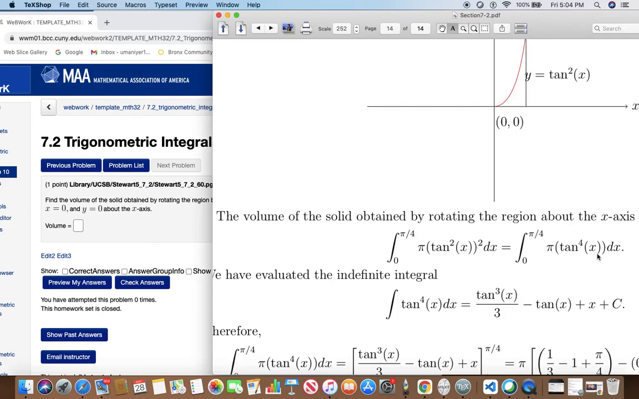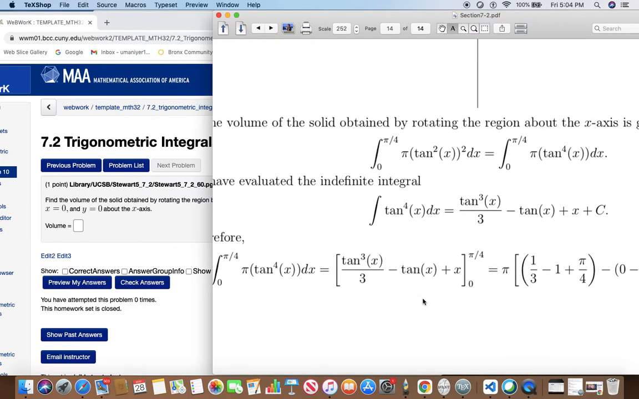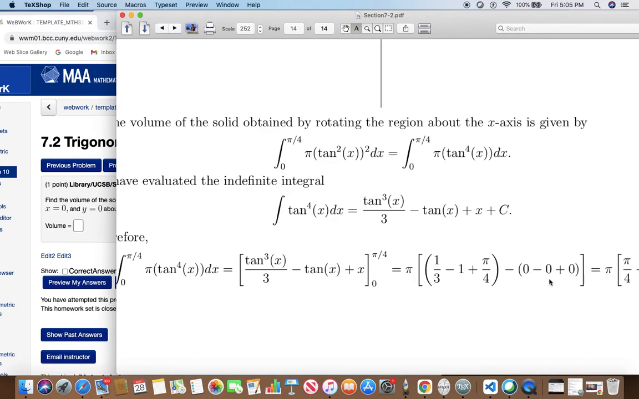This is integral tan to the fourth power. But integral tan to the fourth power we have already done so far in our notes. Integral of tan to the fourth power is tan to the third power x over 3 minus tan x plus a constant of integration. I'm going to multiply all of that by pi and evaluate this expression between the limits 0 and pi by 4. 0 is easy because all these are 0 at 0. At pi over 4, tan is 1. This is pi over 4. So you have pi times 1/3 minus 1 plus pi over 4 and nothing more.